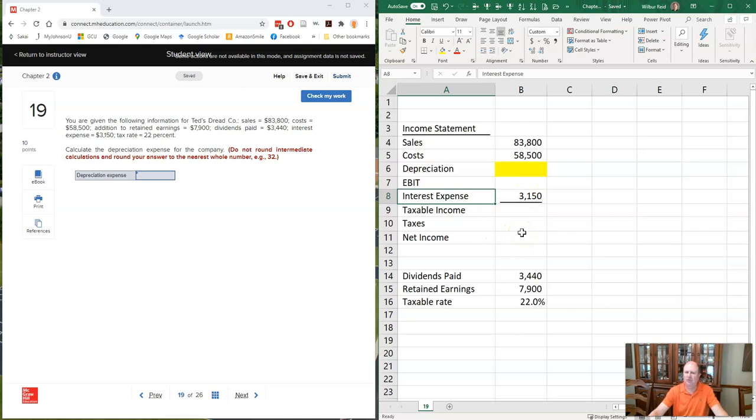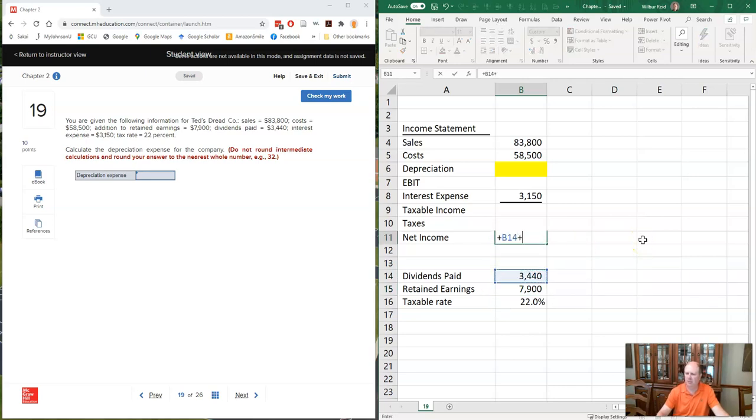I forgot to mention, we're given dividends paid and retained earnings for the period, and the tax rate is 22%. So the first thing we want to know is net income, a box we can fill in, and we can get that from the dividends paid plus the retained earnings. Basically, what was the total amount that we made all year? Based on what we made, we paid $3,400 out to the owners, and we kept $7,900 in the business. So if I add those two together, that's going to give me my net income.